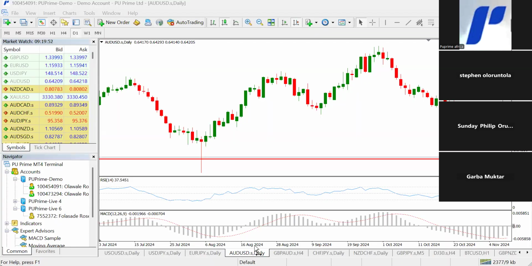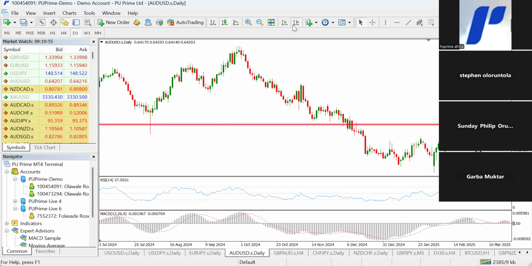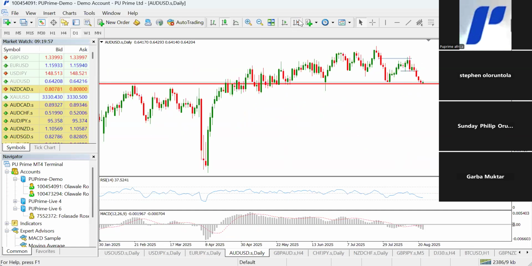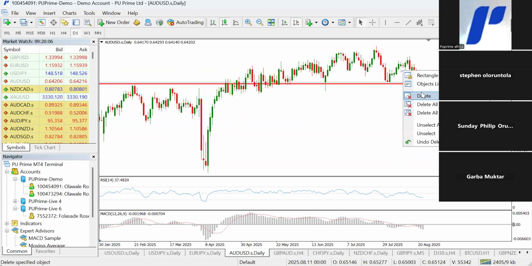All right, so let's continue. As I was saying, we were looking at the AUD USD, and on the daily time frame from a technical perspective, we can clearly see that the market closed on a support level. That's the red horizontal line you can see up there.